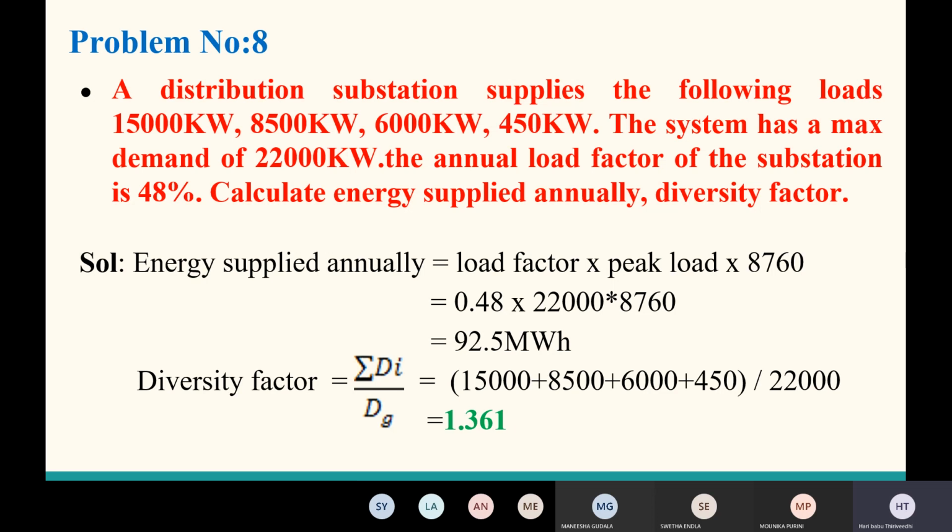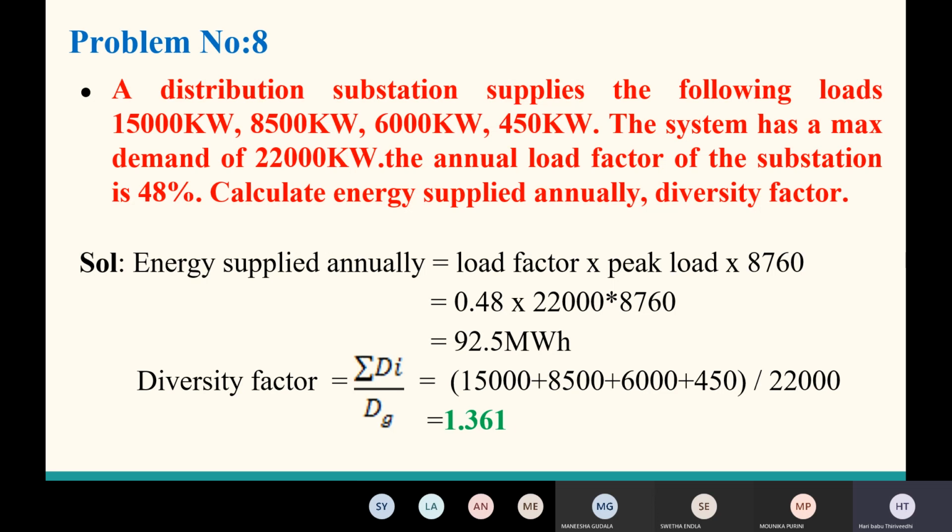From the definition, load factor is equal to average load by maximum demand, otherwise number of units generated divided by maximum demand into hours in a year. Why? Because they are asking annually, so 8760. Therefore energy supplied annually is equal to load factor into maximum demand into 8760. The load factor given is 48 by 100, that is 0.48, into maximum demand 22,000 kilowatt into 8760. The value is 92.5 megawatt hour.